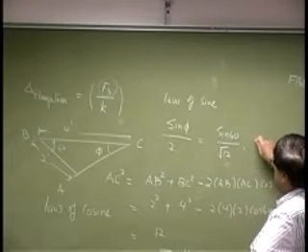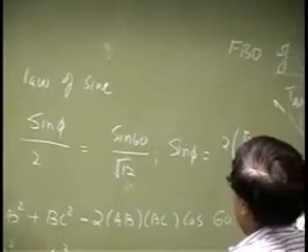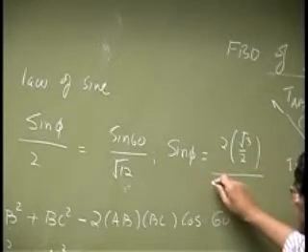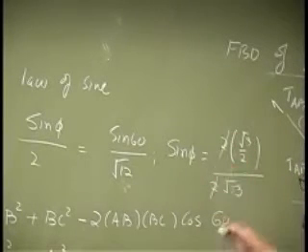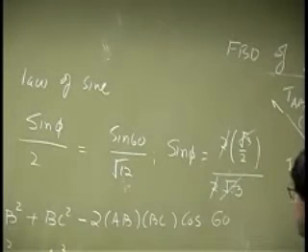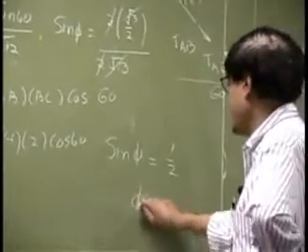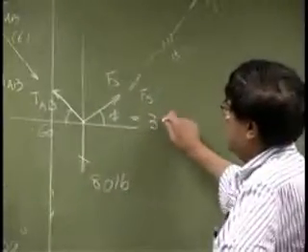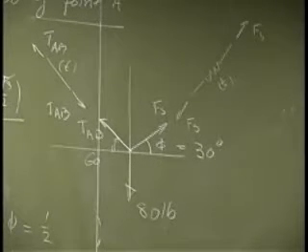So from here, let me see if we can get sine phi as 2 sine 60, which is square root 3 over 2, and you're going to divide this by square root 12, that's 2 square root 3. So this gets cancelled, this gets cancelled, and we get sine phi as half. If the sine phi is half, your angle is going to be 30 degrees. So this angle here comes out to be 30 degrees. So now we have enough information to find the force Fs.